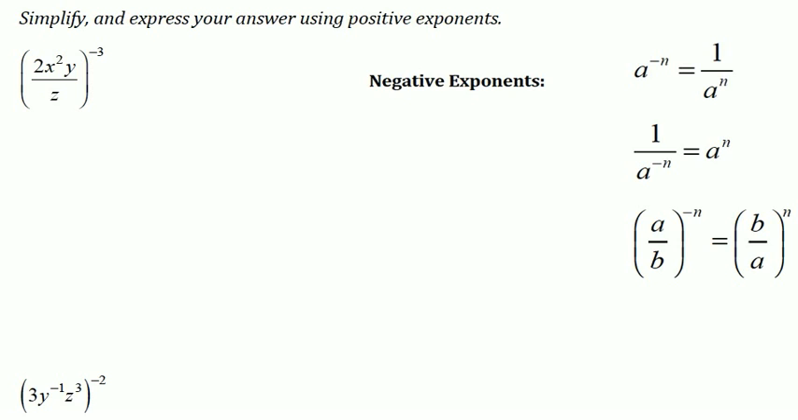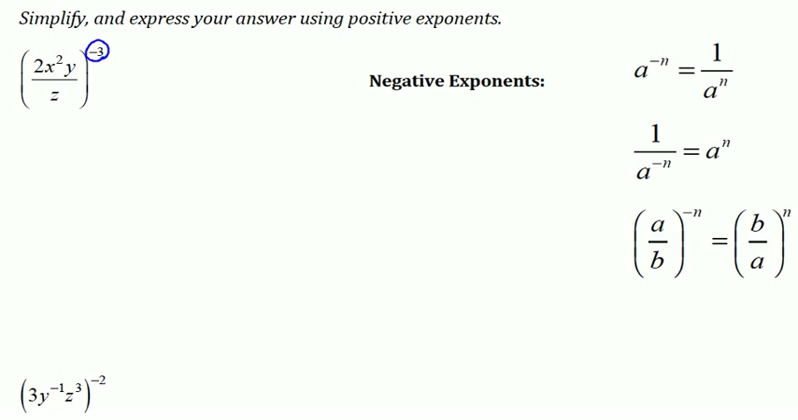Simplify and express your answer using positive exponents. We've always started by looking inside the parentheses to see if anything can be simplified there. In this case, there's no simplifying that can be done before we start on this problem inside the parentheses. So the first thing we're going to look at here is this power -3 outside the parentheses.